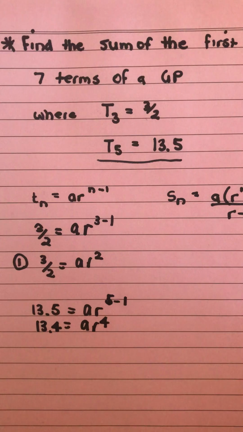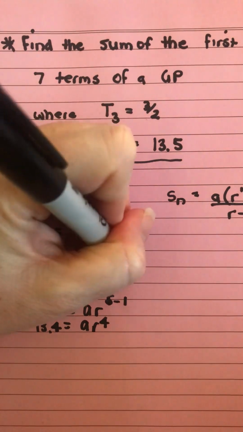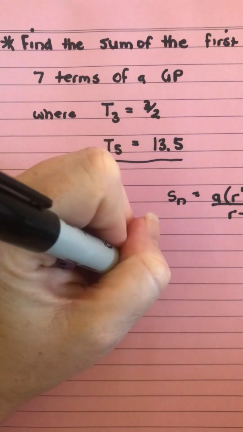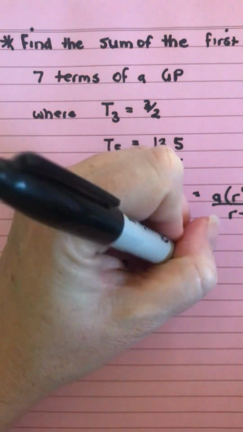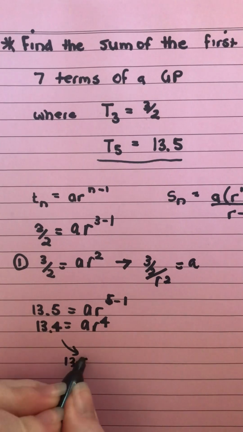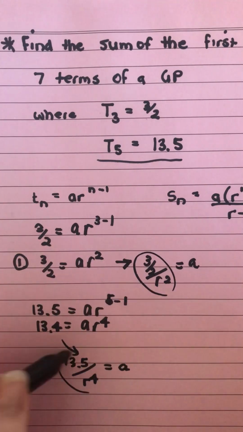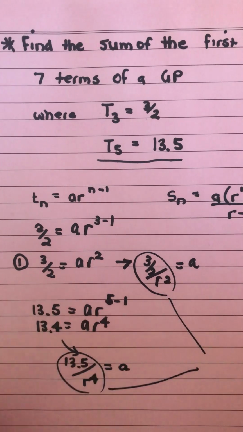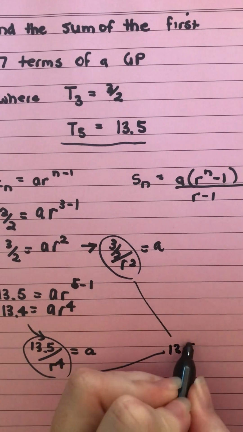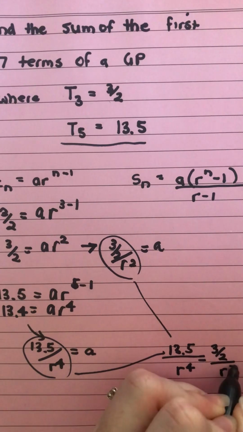So then we are going to rearrange those to get A on its own. So this one we will do divided by R squared. So we'll get 3 over 2 over R squared is equal to A. And over here we'll get 13.5 over R to the power of 4 is equal to A. Then we can grab each of these parts and put them together and solve. So we've got our 13.5 on R to the power of 4 is equal to 3 on 2 R squared.